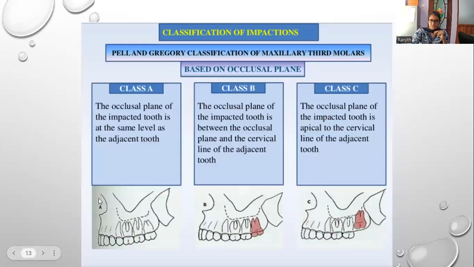There is a similar classification put forward by Pell and Gregory, based on the occlusal plane. Class A, where the tooth is at the occlusal plane. Class B, where it is below the occlusal plane but above the cervical margin of the second molar. And class C, where it is below the level of the cervical margin.